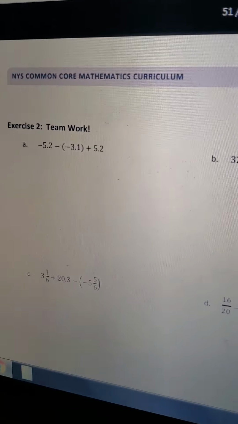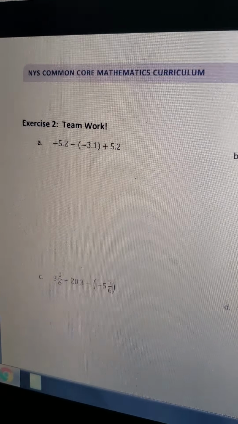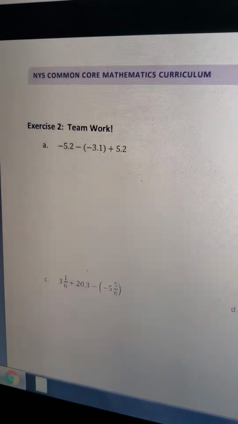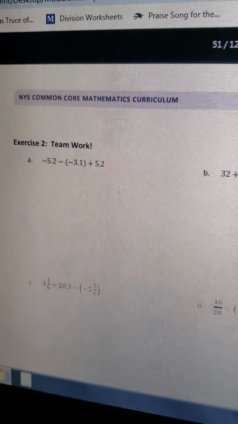So we have, starting off with negative 5.2 minus a negative 3.1 plus 5.2. Go ahead and solve that. And when you're done, continue the video with just letter A.